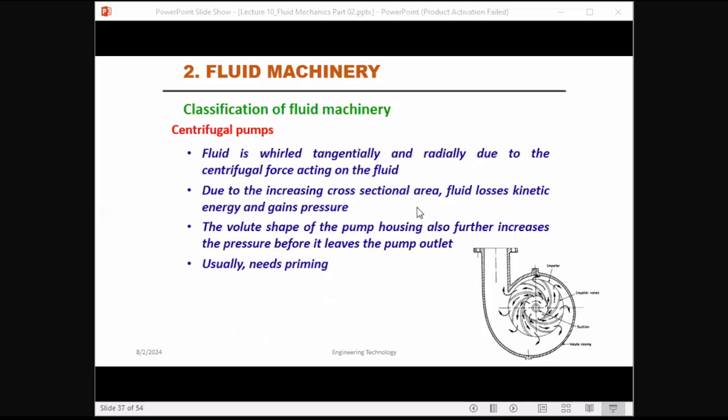Then we can discuss their operating principles and how they convert kinetic energy to pressure energy. Okay, and using this part you can identify how kinetic energy is converted to pressure energy. Okay, then kinetic energy is generated by using a motor.